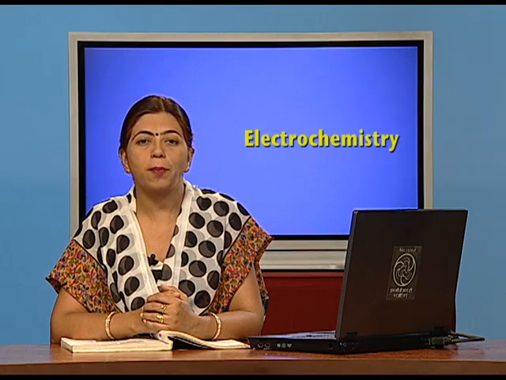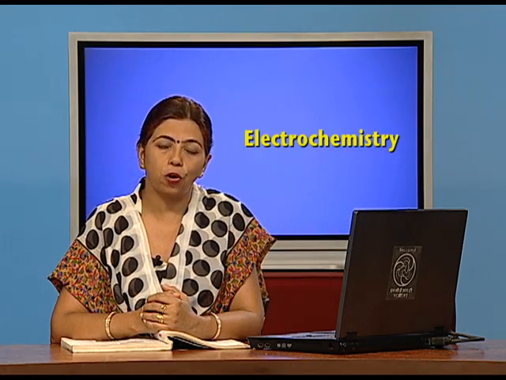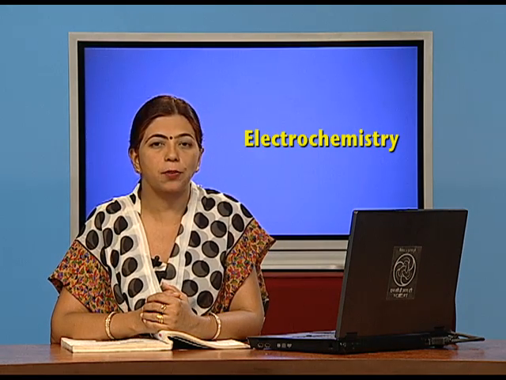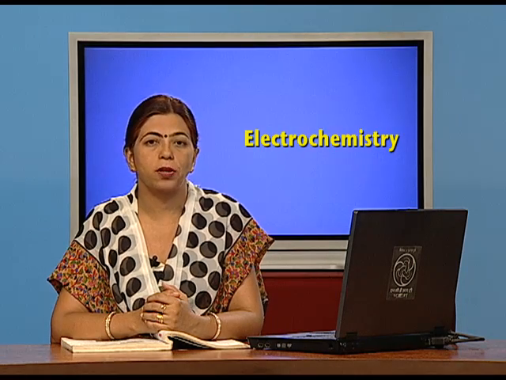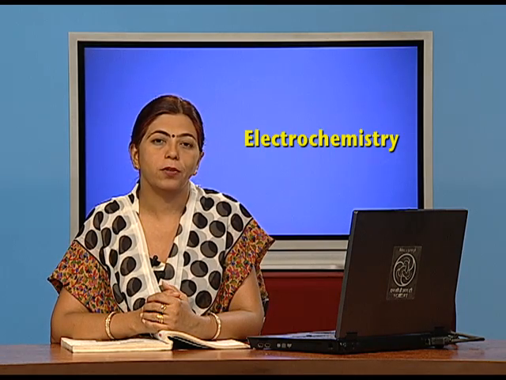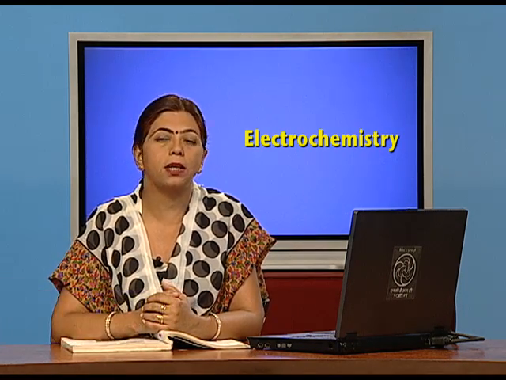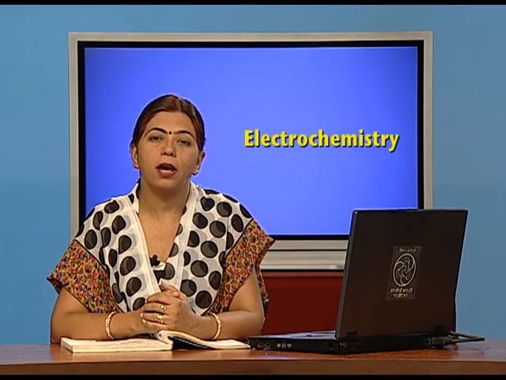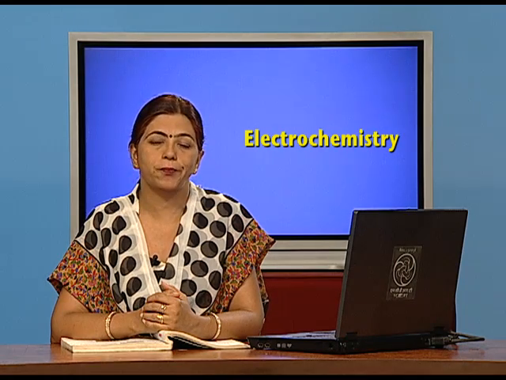Dear students, in the previous class I explained the primary and the secondary batteries. The primary batteries are those which cannot be used again because they cannot be recharged, and when the chemicals are over or used up, we have to throw it away. The secondary batteries are those which can be recharged and used again and again. I also explained the construction and the working of the dry cell.